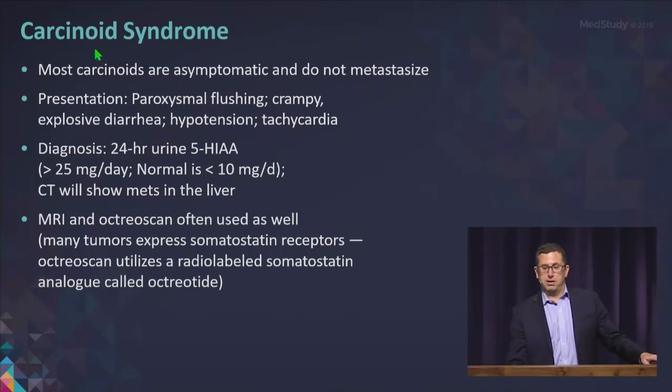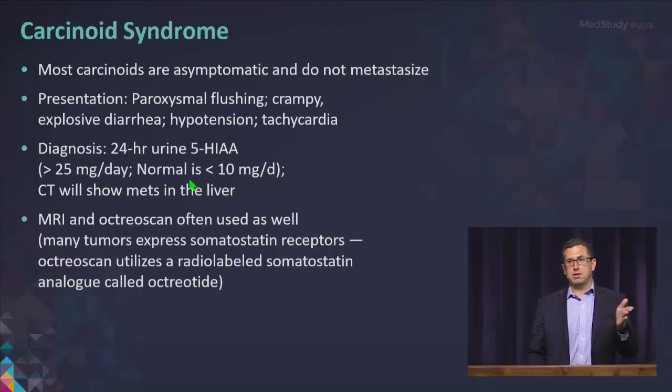Most carcinoids are asymptomatic and do not metastasize, fortunately. But if they do, and you have carcinoid syndrome, some of the symptoms would be explosive diarrhea, flushing, crampy abdominal pain, hypotension, and tachycardia. The way to diagnose this is to order a 24-hour urine 5-HIAA, and you could also order a CT scan, which may show metastases in the liver. Again, the mets to the liver are what is needed to have the vasoactive mediators released into the blood.